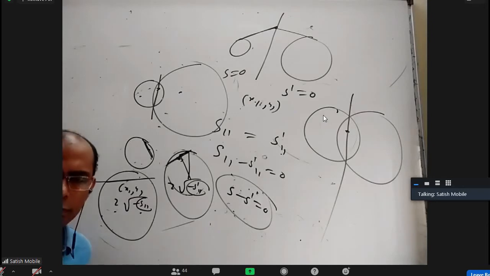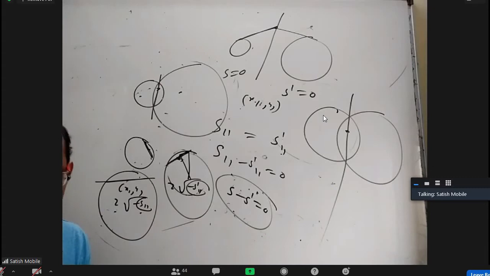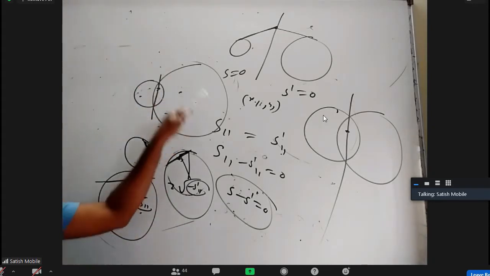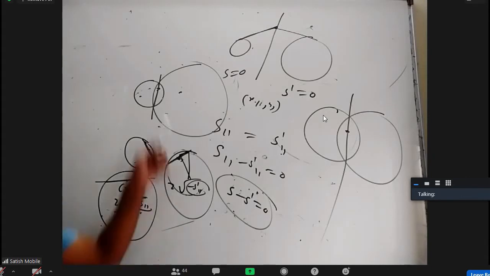Is everybody clear or not clear? Okay, I should repeat. First point I'm saying is, if you know the midpoint of a chord is x1, y1, the length of the chord formula is 2 root minus s11. That is 2 into root over negative of the power. If a point is on this line, the power of that with respect to this circle and power of that with respect to this circle are equal. If powers are equal, then these lengths are also equal because s11 and s dash 11 are equal. So 2 root minus s11 is same as 2 root minus s dash 11. Because this is a radical axis basically.